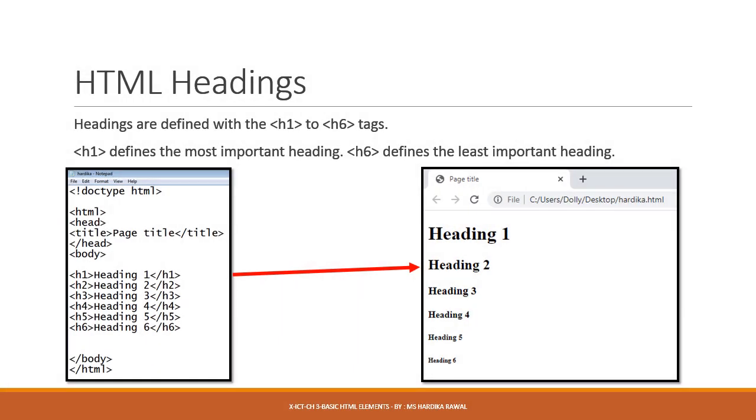You may have observed till now that whatever we are writing has the same font and font size in the web browser. If you wish to use a bigger font for the heading, we have the heading tags for the same. Headings are defined with the H1 to H6 tags. H1 defines the most important heading and H6 defines the least important heading. Thus, H1 has the biggest font size, H2 is a bit smaller, and so on till H6.